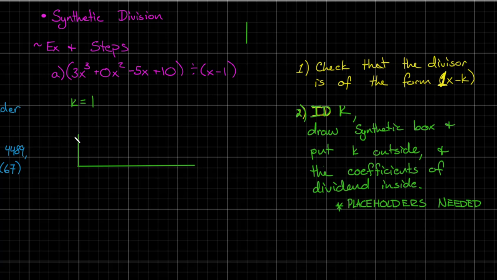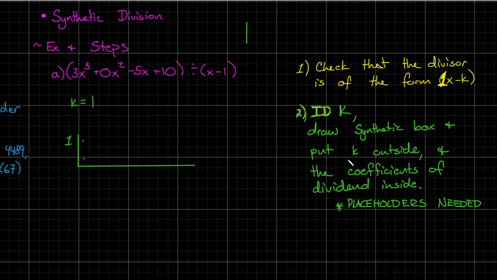What goes outside of this box? 1. Good. The value of k, a 1. I'm going to put it right here. Now, when you write these, we're going to have 2 different rows in here, just so you know, 2 rows.